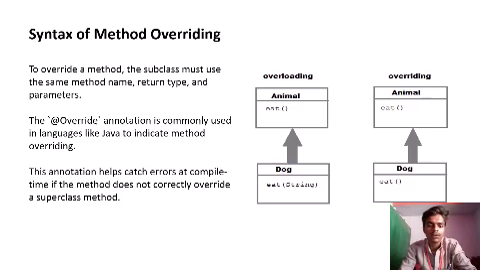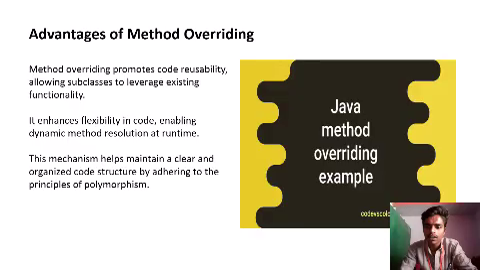Syntax of method overriding. To override a method, the subclass must use the same method name, return type, and parameters. The override annotation is commonly used in languages like Java to indicate method overriding. This annotation helps catch errors at compile time if the method does not correctly override a superclass method. Overloading: Animal eat, overriding: Animal eat, Dog eat(String), Dog eat.